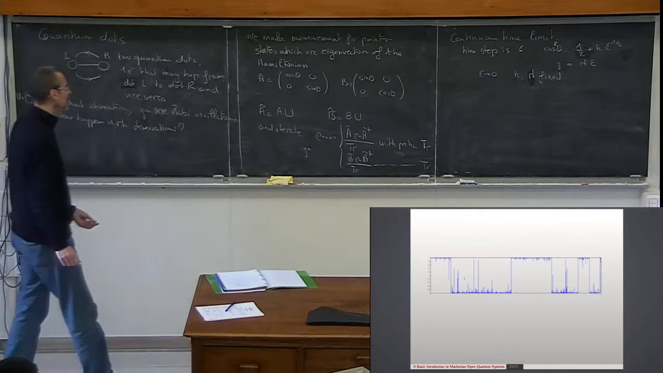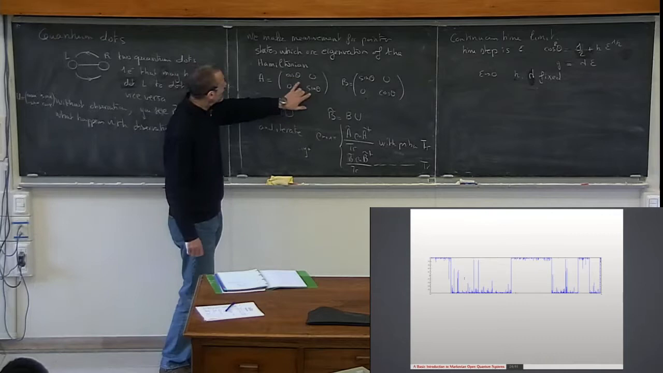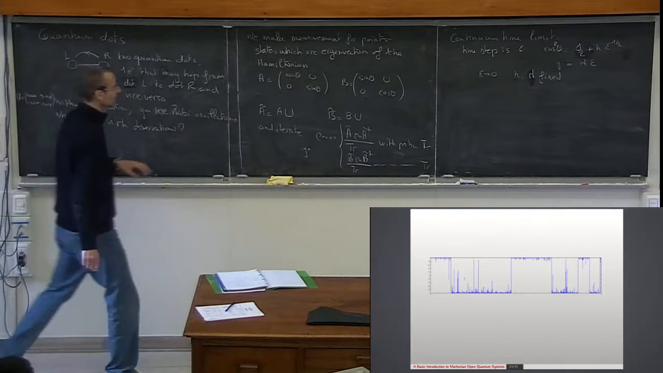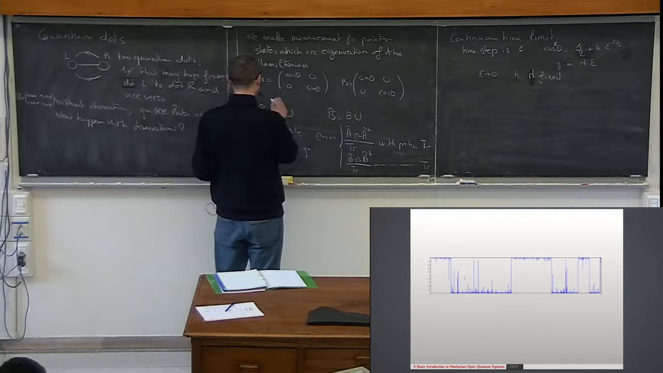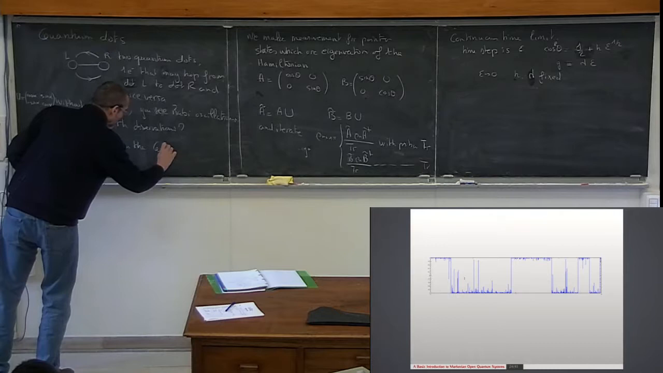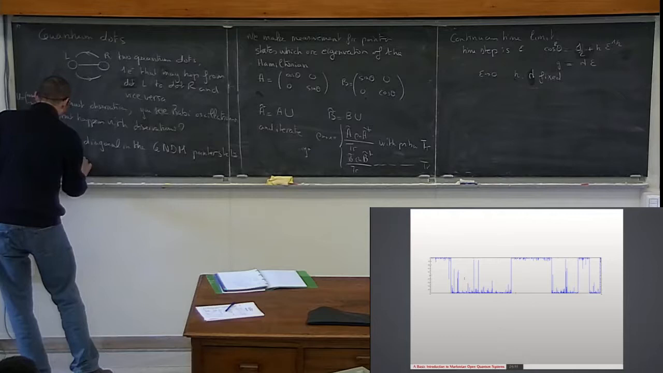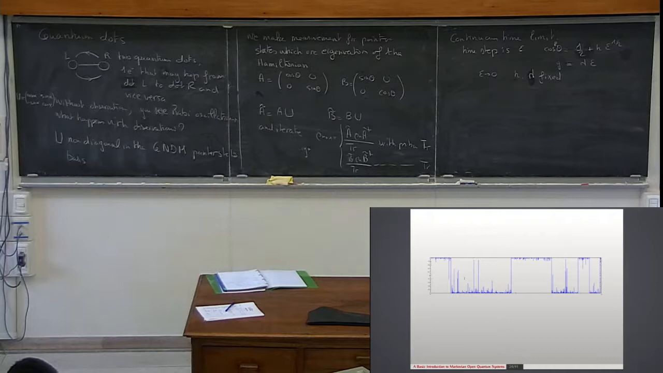And this problem is more interesting and also more difficult than the previous one for a simple reason. You see, we are making our non-demolition measurement in a basis which is not the basis of eigenstates of H, so of U. So U is not diagonal in the quantum non-demolition measurement pointer state basis. Okay, so then you can have a certain number of surprises, in fact.